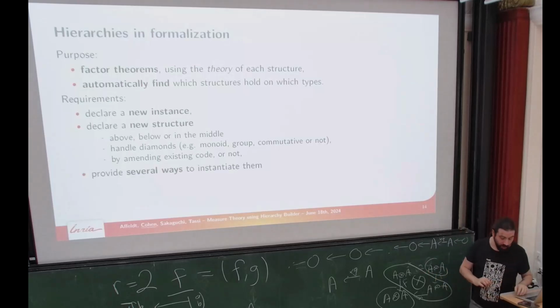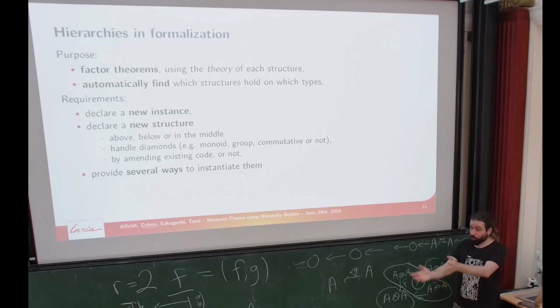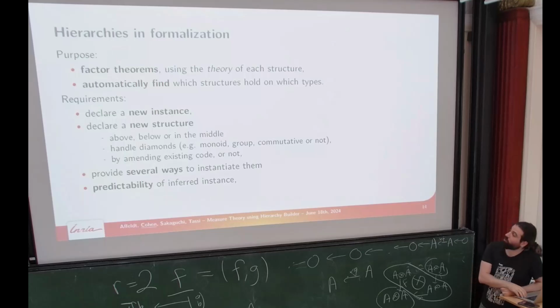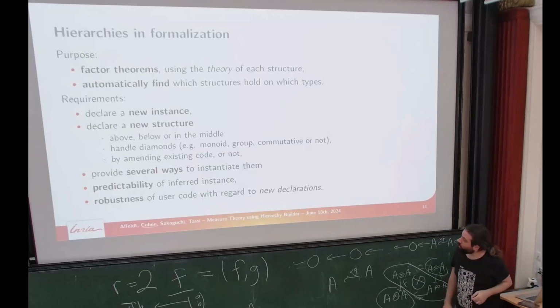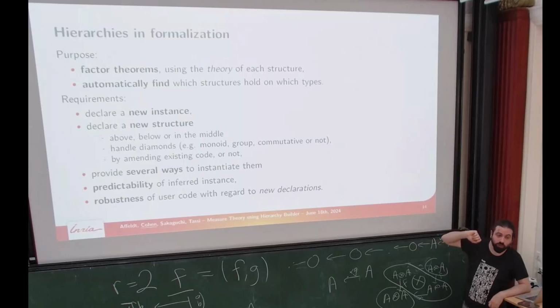It's not too invasive. You also need to provide several ways to instantiate objects, because sometimes when you want to prove something is a field, maybe you don't want to prove that it's a commutative group, and then it's a group, then it's commutative, and so on and so forth. Maybe you want to have a bulk way to get that. You need predictability of the inferred instance, because if you don't know which object the inference returns, you're in a mess. And you need robustness of user code with regard to new declarations, meaning that any introduction of a new instance shouldn't break anything. Any introduction of a new structure shouldn't break anything, meaning that if your interfaces change, you should be able to have a seamless change everywhere else.